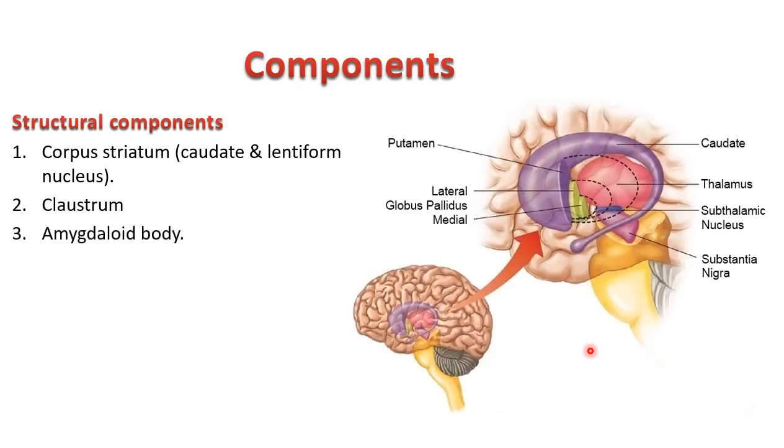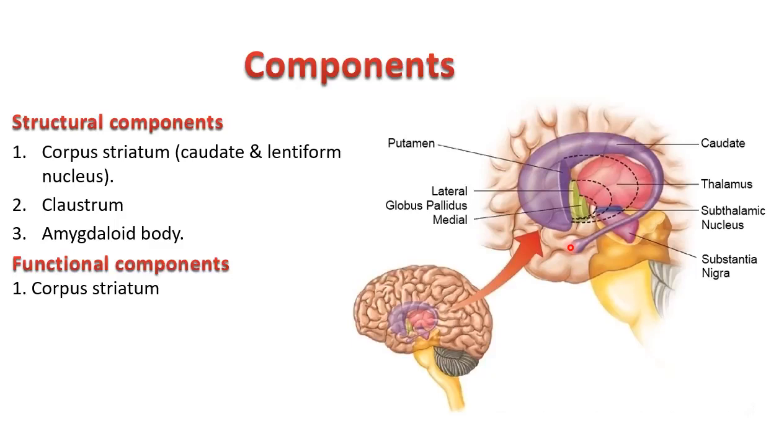And then you have the claustrum, of course, which is not shown in this picture. And then you have a small mass of round gray matter attached to the tail of the caudate nucleus, and that is called the amygdaloid body or amygdaloid nucleus. That amygdaloid body is mainly related to your hippocampal formation. Apart from the corpus striatum, mainly your caudate and lentiform nucleus, this claustrum and amygdaloid body are only structurally related to the basal nuclei, but not functionally.